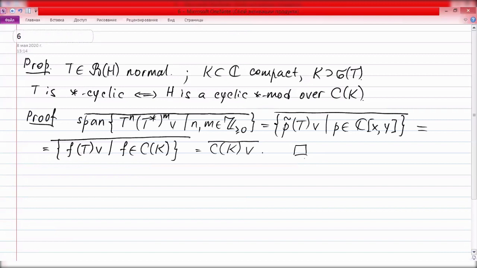By the way, there is a rather deep result due to Joseph Bram, which states that each star cyclic normal operator on a Hilbert space is necessarily cyclic without star, in the sense that if we take all vectors of the form T to the power n of V, then the closure of the linear span is dense in H. But we will not use this result in our proof. But this is quite interesting and highly non-trivial, by the way. So it's clear that each cyclic operator is star cyclic, but the fact that the converse is also true is a rather hard result.